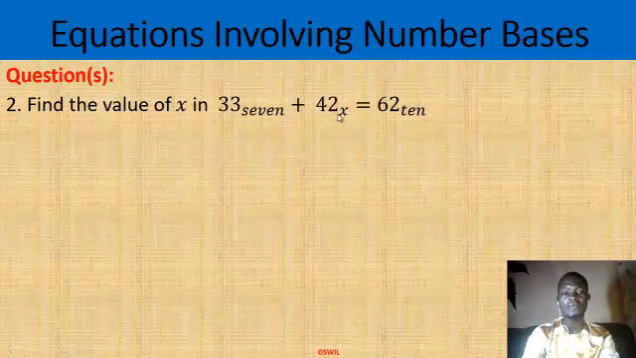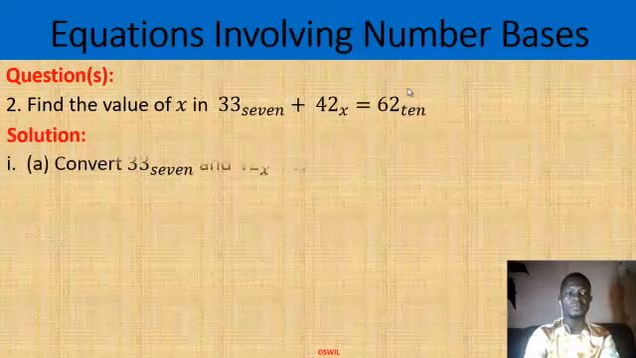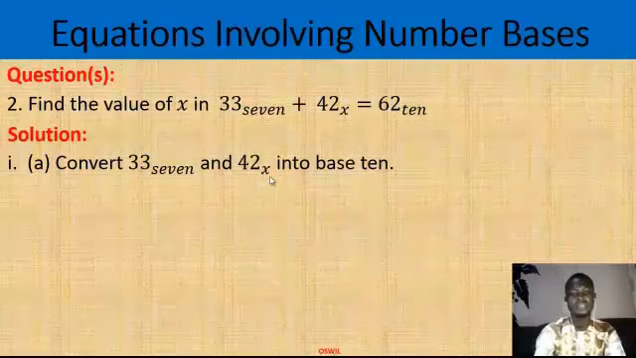It could happen that 4 is in base 10, but we don't know. And because the base is unknown, we have to convert it to base 10. But 6 is already in base 10, so that one should remain the same. So you are to convert 3 base 7 and 4 base x into base 10. Let's do it together.